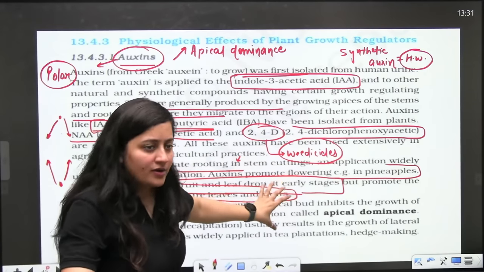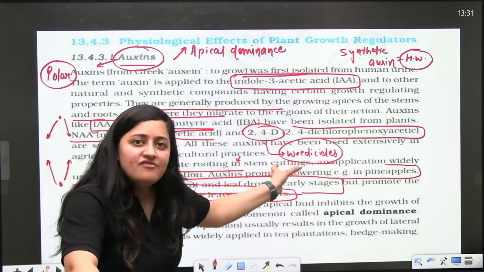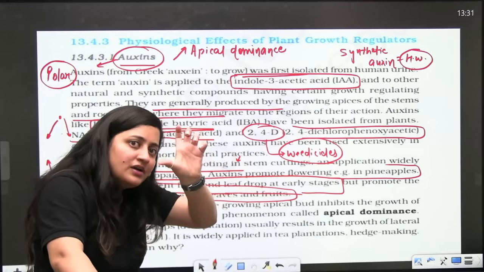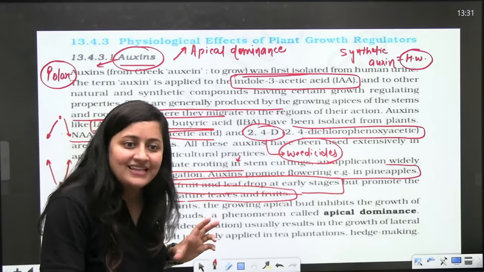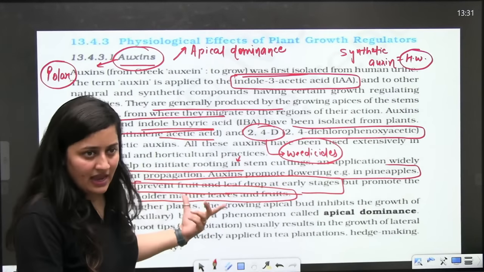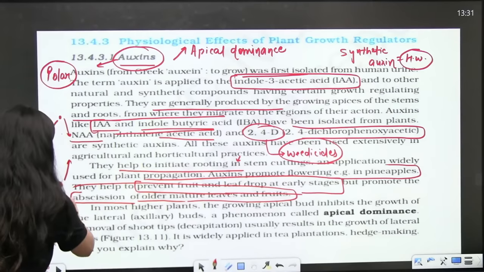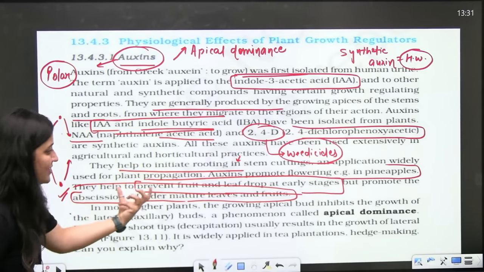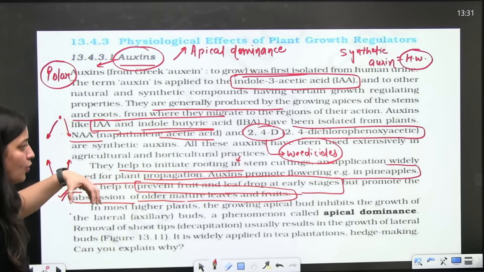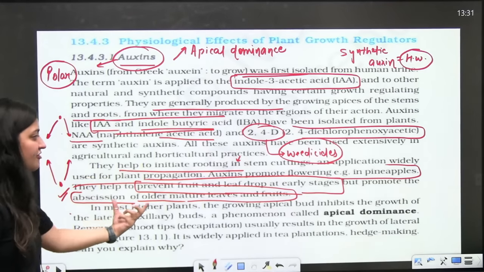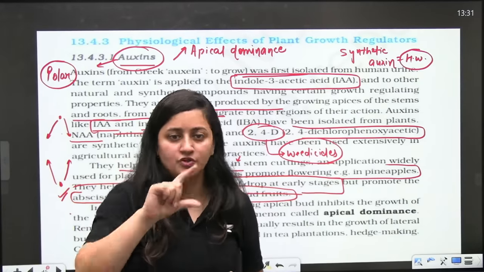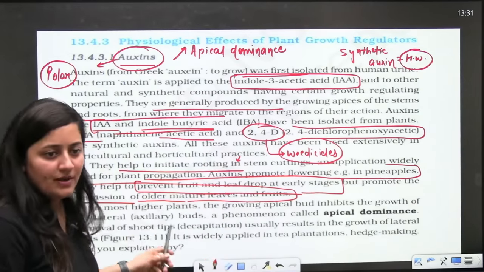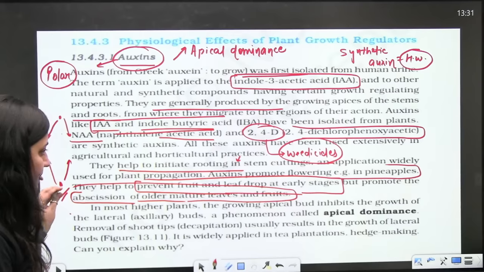And why is it important? Because when that older leaf and fruit fall down, then that particular nutrient, the mobilized one, will move to the new growing part. That is why. Are you getting my point? So remember that whenever we talk about the older leaves and fruits, then definitely auxin is going to do that abscission formation. Auxin will promote the formation of the abscission layer. Is that clear, bache?